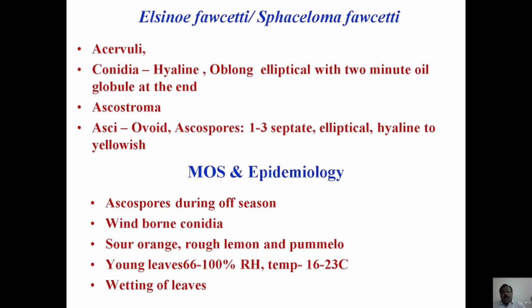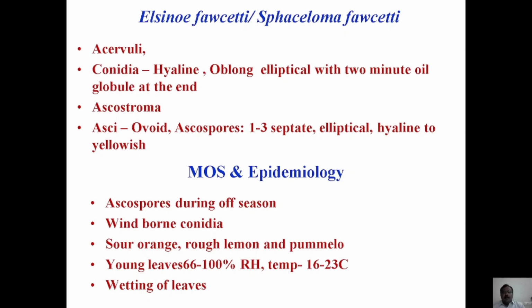These conidia, which are hyaline, oblong or elliptical with two minute oil globules at the ends, are known to be produced in the acervuli. This pathogen is also known to produce ascostroma, which in turn contains the sexual ascocarp, and the asci, which are ovoid in shape, while the ascospores are 1 to 3 septate, elliptical, hyaline, and yellowish in nature. These ascospores are responsible for the spread of disease during the off season. Windborne conidia are responsible for the secondary spread.